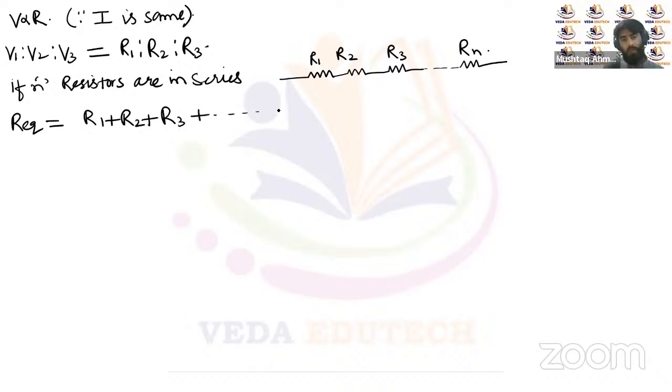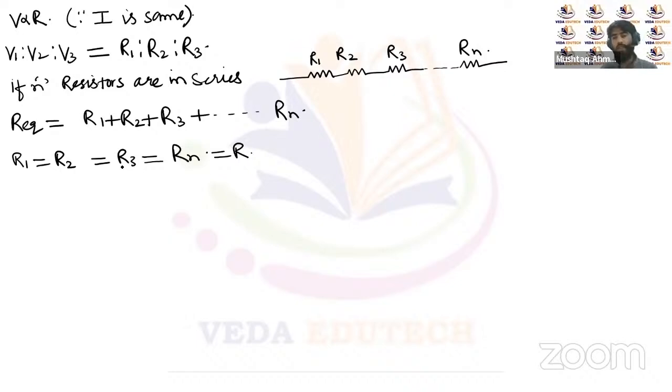Plus R, right? So this will be the equivalent resistance for n number of resistors. Let's suppose each of these resistors is equal, that is R1 is equal to R2 is equal to R3, up to Rn. It means that we can just replace them, since the value of the resistance of each of the resistors is the same.